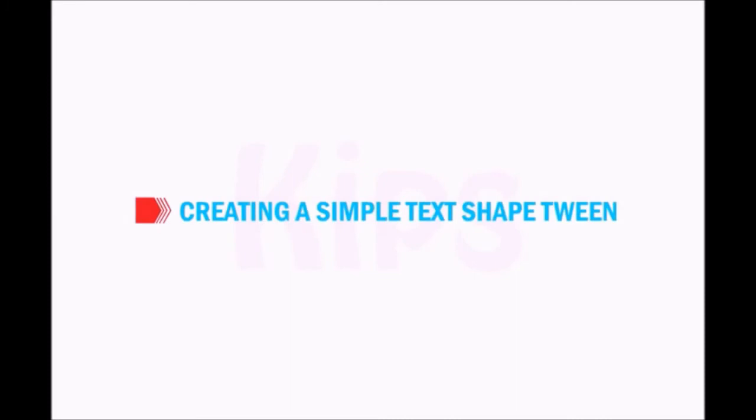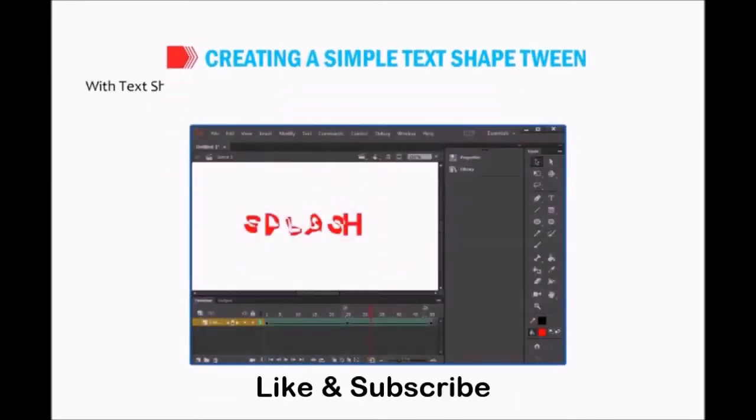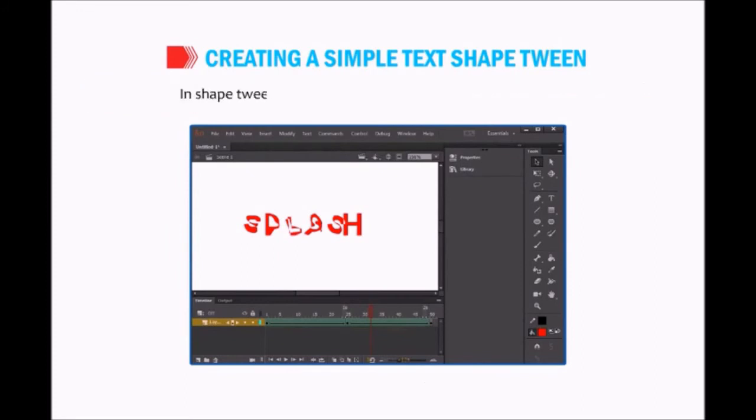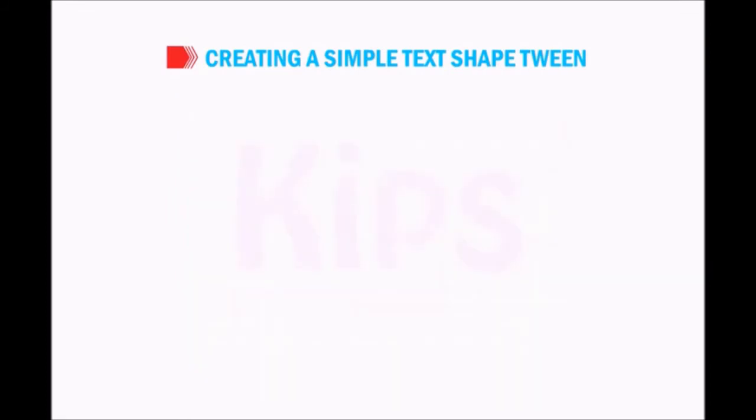Okay students, let me explain how to create a simple text shape tween. With text shape tweening, you can convert one shape of text into another shape in order to create an animation. In shape tweening, you cannot convert an object into a symbol.